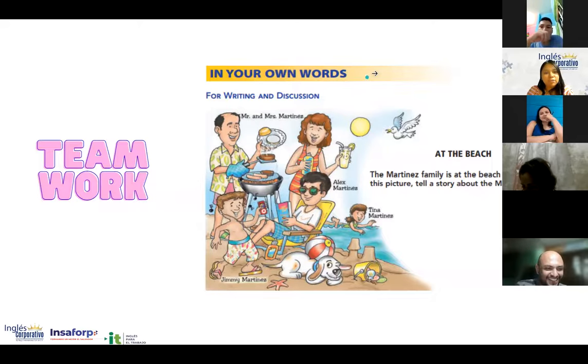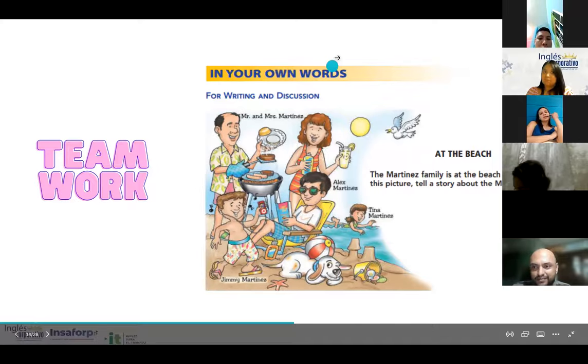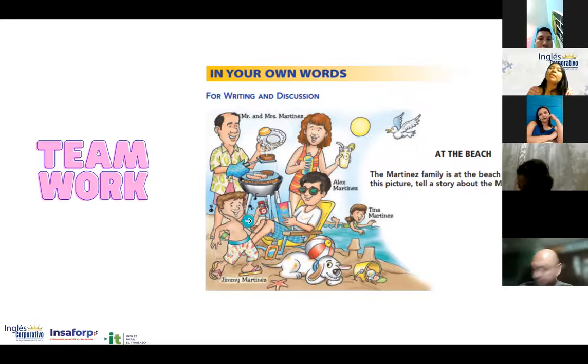Giovanni, can you describe the picture? The Martinez family. The father is cooking hot dog and hamburger. Mrs. Martinez is drinking lemonade. Jimmy Martinez is listening to music and dancing. Alex Martinez is reading a book and taking a sun with sunglasses. Tina Martinez is swimming in the sea and she's smiling. She was making some castle. Very good. Just don't forget that it is Jimmy Martinez is listening to music.